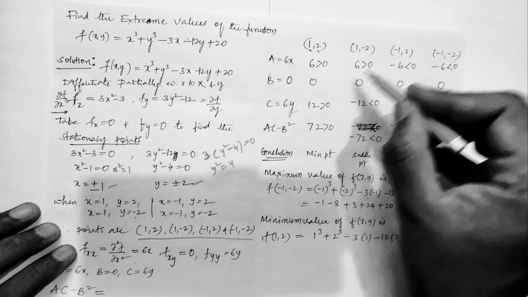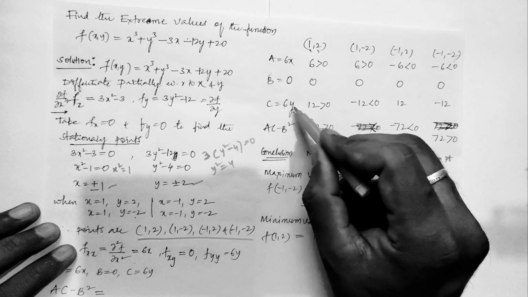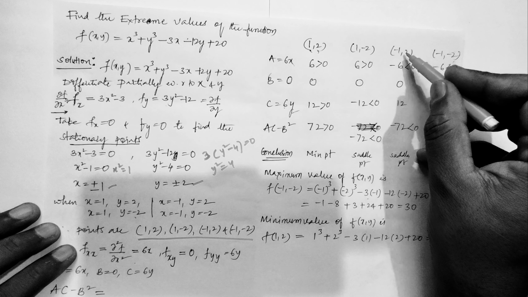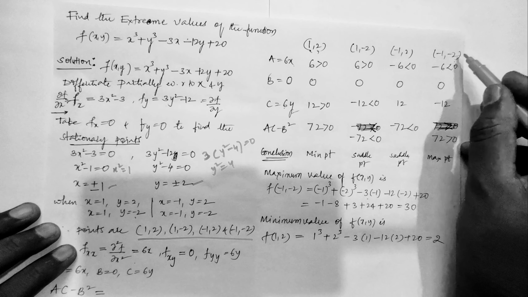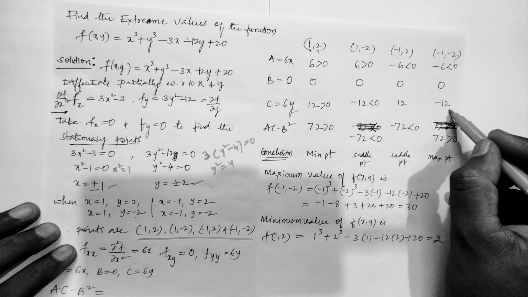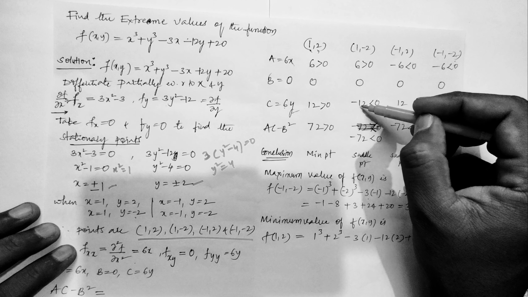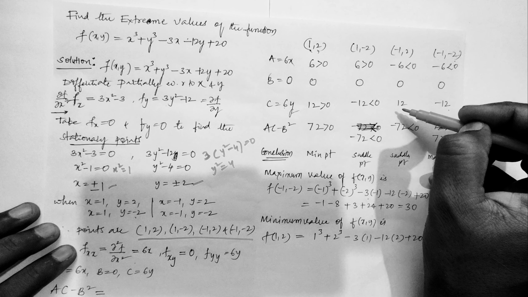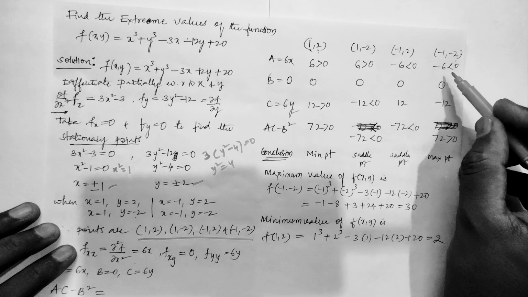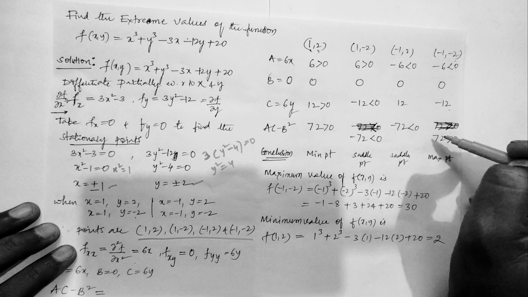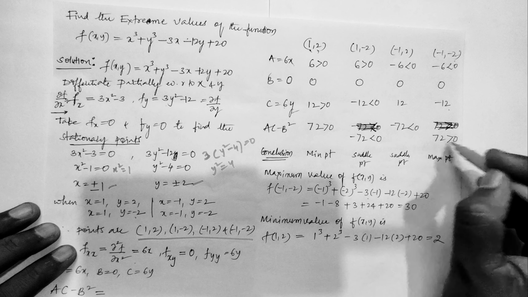And you can substitute the y value. Y is minus 2, this is minus 12. Again, y is 2, plus 12. Y is minus 2, it will become minus 12. You can multiply AC. 6 into minus 12 is minus 72. 6 into 12 is 72. Minus 6 into minus 12 is plus 72.